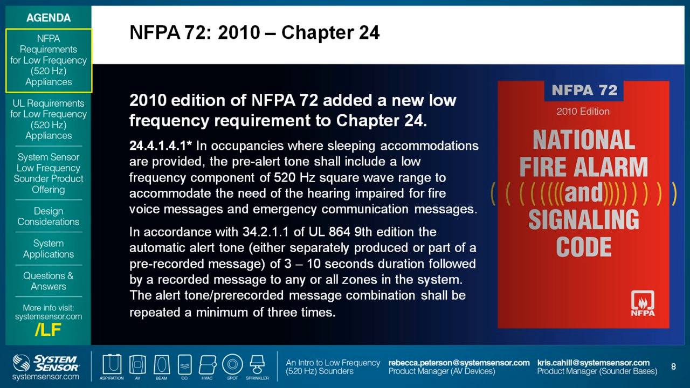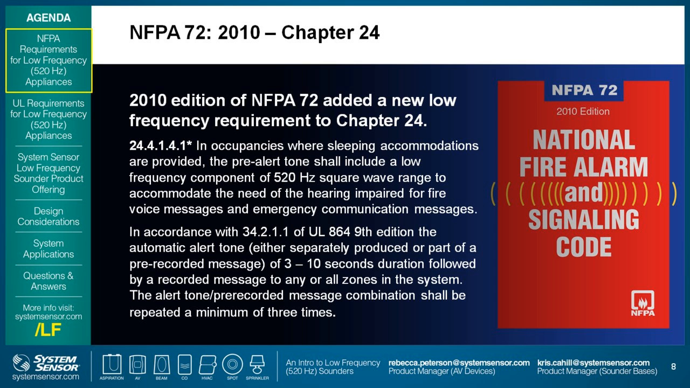The next chapter is Chapter 24, which addresses emergency communication systems, such as an in-building emergency alarm communication system and mass notification systems. What they're really talking about is voice systems in this case. And what it's saying is that if you have to put a speaker into a sleeping space, then that pre-alert tone, which is that tone that you play before you go into your voice message, has to have a component of the low frequency 520 Hz square wave tone. All they're really trying to say is, you want to make sure that you're going to awaken those individuals before you tell them what they're supposed to do in case of an emergency.